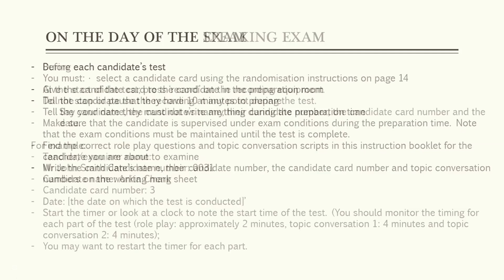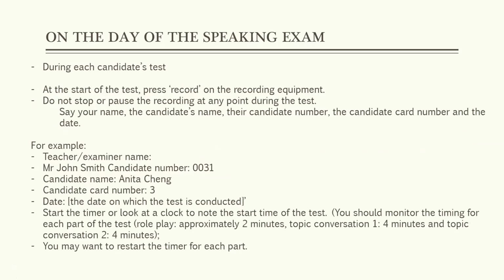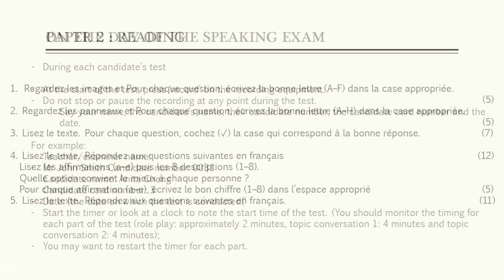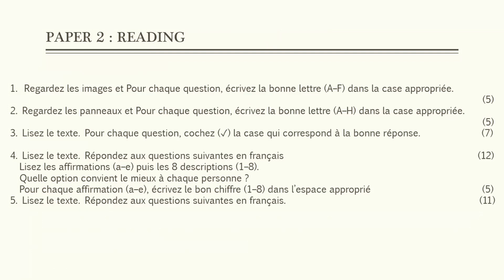And what we need to do when we record is say who you are: the name of the examiner, the candidate name, the card number they have chosen, whether it is 1, 2, 3, 4, 5, and the date of the exam. We have to record all this, and then you can start the timer or the clock and start recording, so that you can keep track of each person.